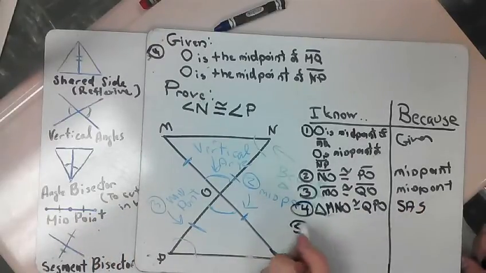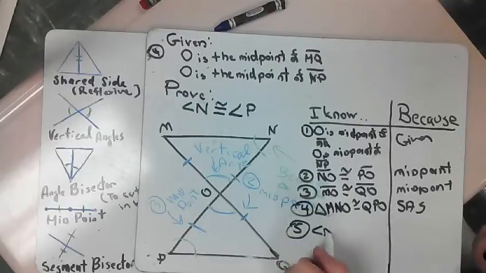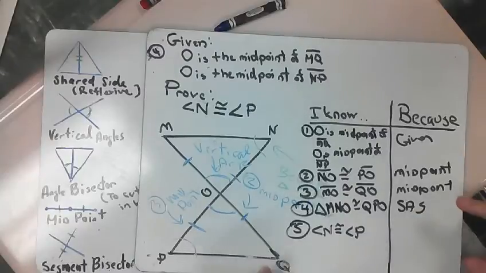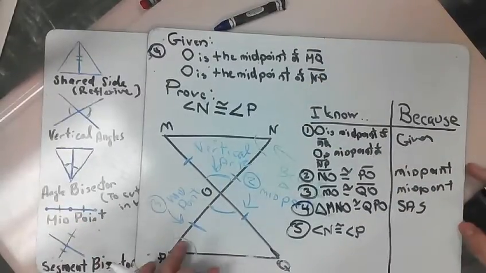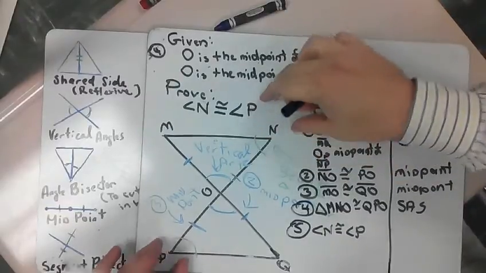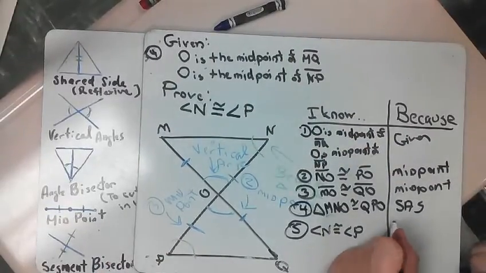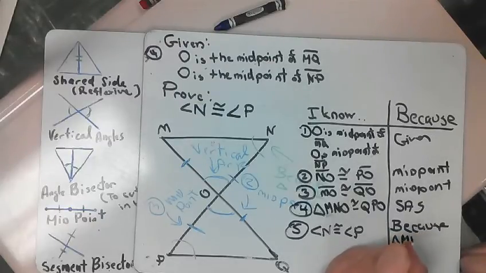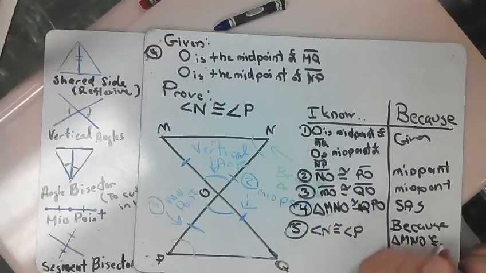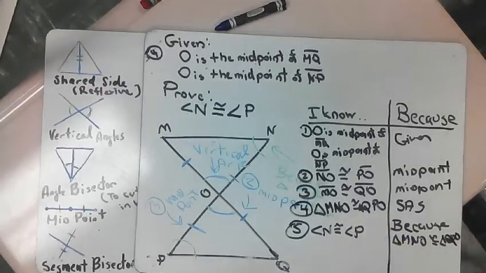So that gives me enough evidence to support this claim. Because if these two triangles are the same, then these parts have to be the same. So I'm going to say because triangle MNO is congruent to triangle QPO. Okay, kind of squeezed in there.